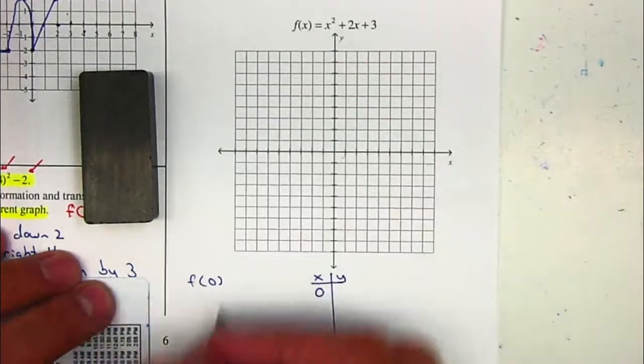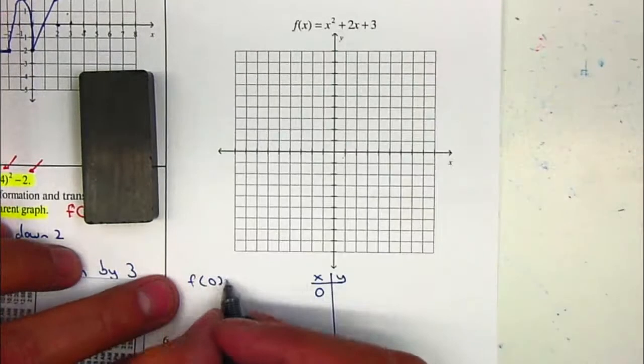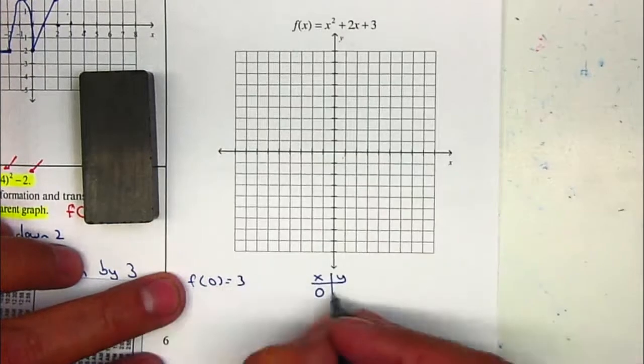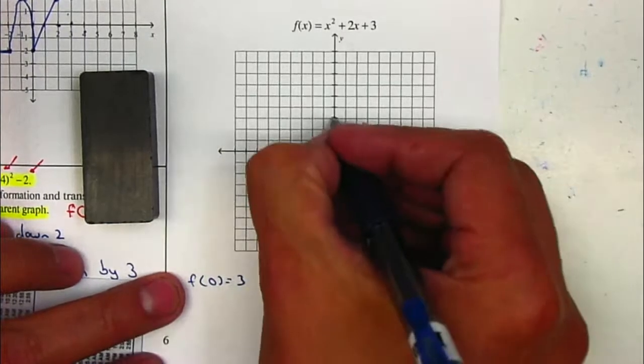And you don't need to show me all of the work. You can just do it quickly in your head. 0 will give me a 3. So 0, 3. 0, 1, 2, 3.